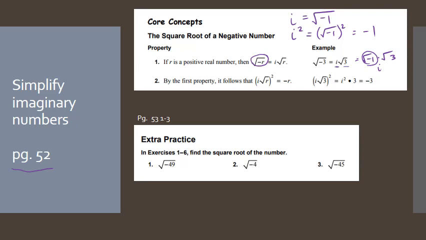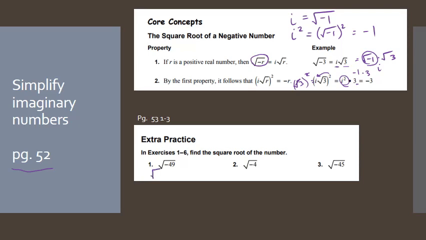And then the second one, it just says that you can always square this. So you would do i squared times the square root of 3 squared. Now the square and the square root cancel out, and that's why they left you with 3. So in that case, if i squared is -1, then it would be -1 times 3, which is how they got -3.